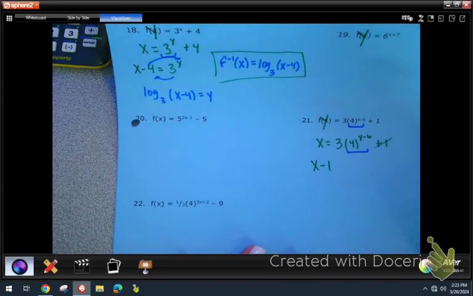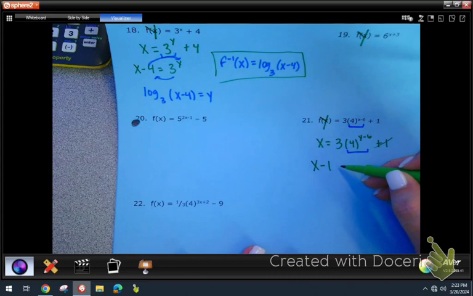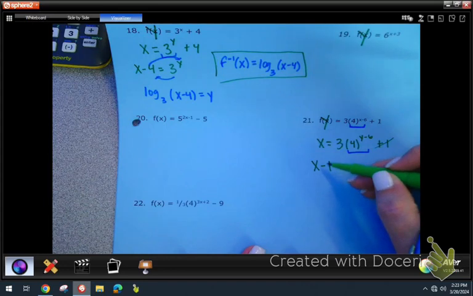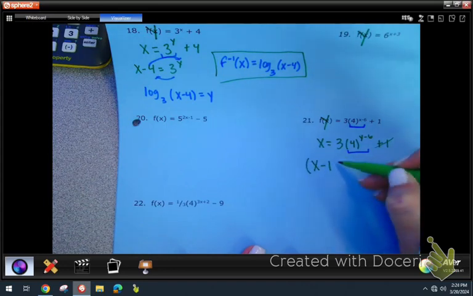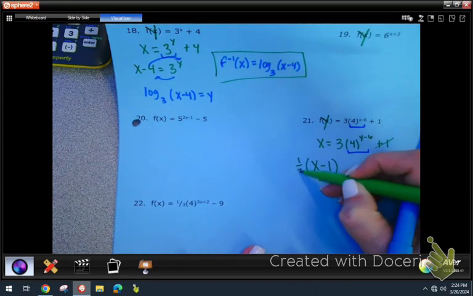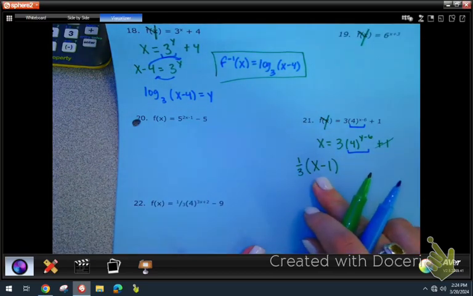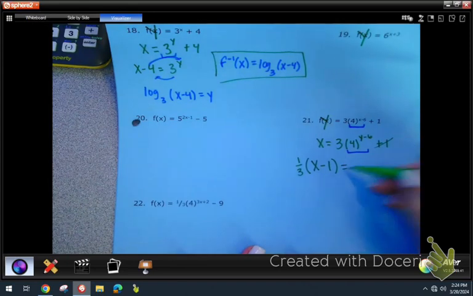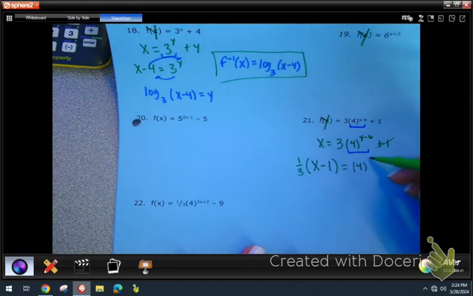So that will take care of that. And then now I need to undo the 3. Now the 3 is multiplying times something. So what's the opposite of multiplying? Dividing. So you could write it as over 3. I don't always like to do that. How do I like to do it? What's dividing by 3 the same thing as multiplying by? 1/3. But what do you have to make sure you put around the x minus 1? Parentheses. Okay? I promise we've done this before. It's just been a long time. And then this is equal to 4 to the y minus 6.